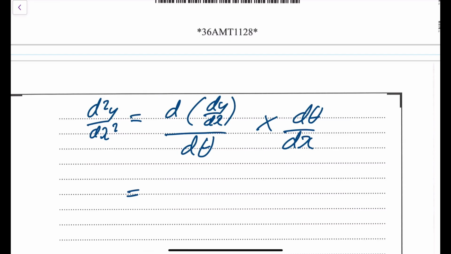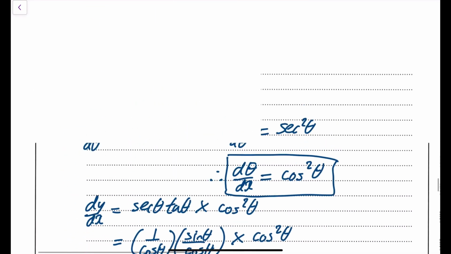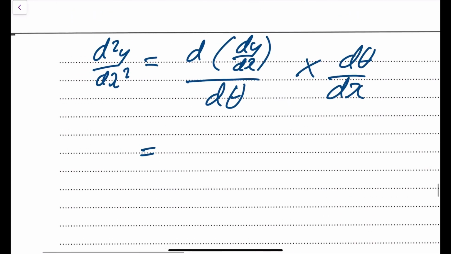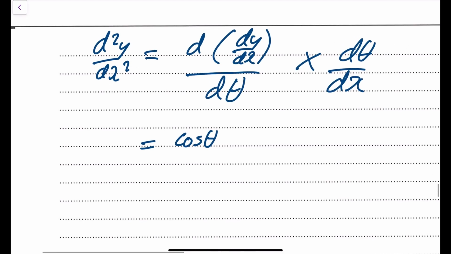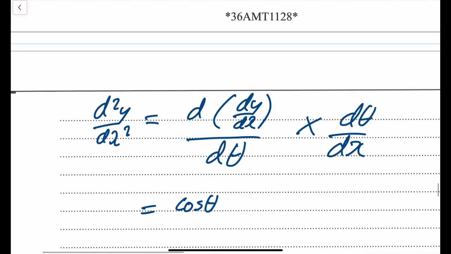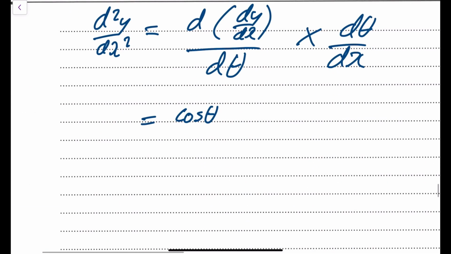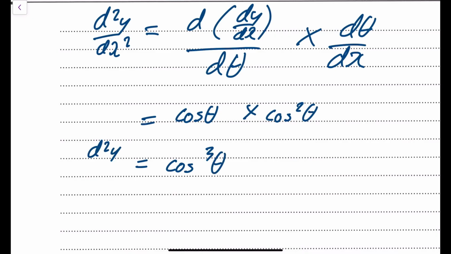Now both of those we highlighted up above. So our dy by dx was sine theta. So that means if you differentiate sine theta, you just get cos theta. And your d theta by dx, where on earth was it? D theta by dx was cos squared theta. So it all just works out to be cos cubed theta. So that's what you get for your d2y by dx squared.